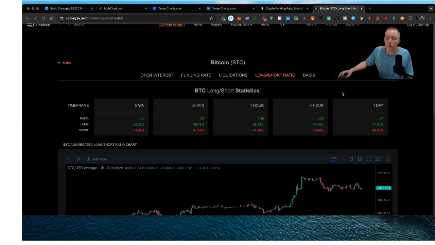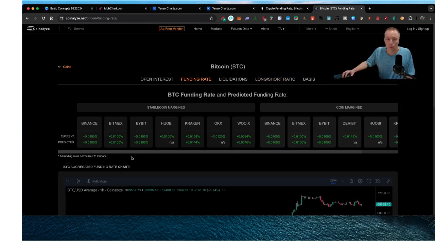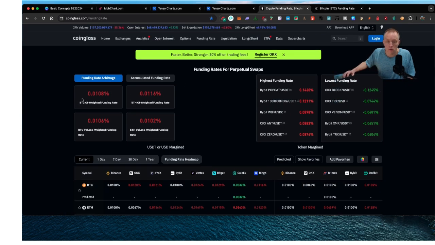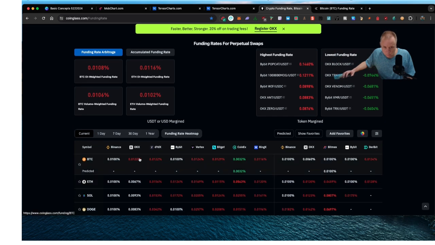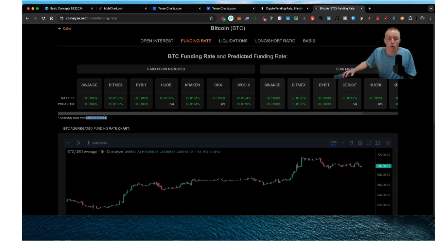So when we look at funding rates, we can see here on Bitcoin the current funding rate. These are normalized to 8 hours. Okay. And is this real time? Yeah. Okay.